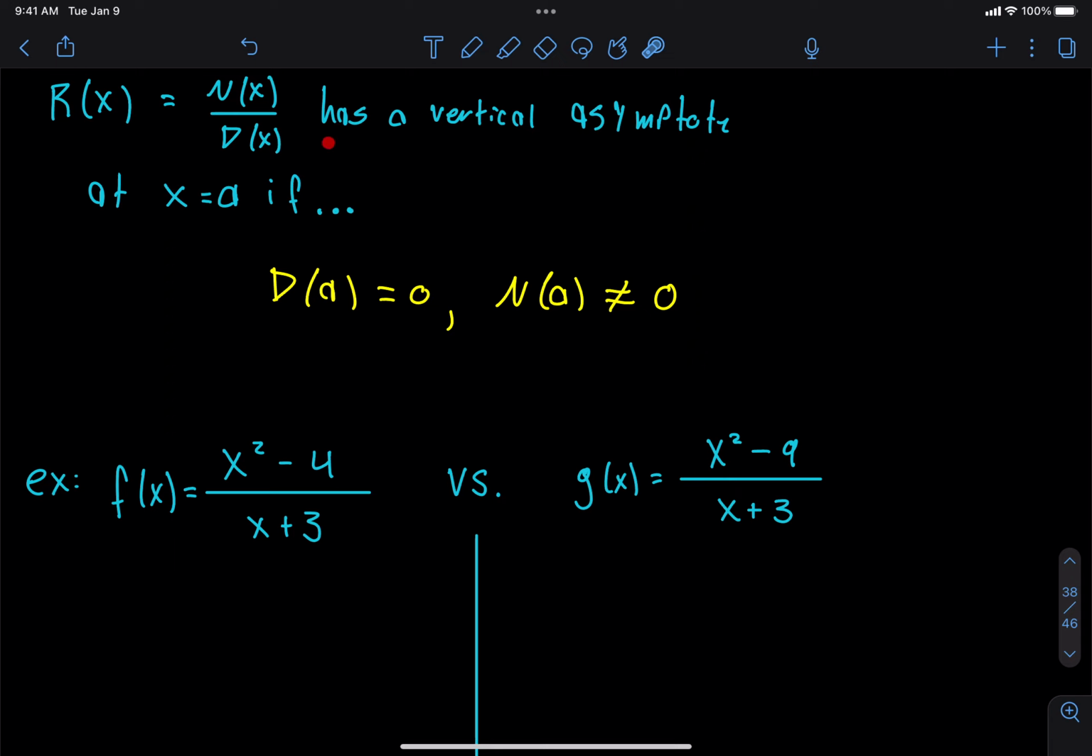So we say r of x has a vertical asymptote at x equals a if a is a 0 of d and it's not a 0 of the numerator. Then we will definitely have a vertical asymptote. Okay, so let's see an example of a vertical asymptote and where we're not going to have a vertical asymptote.